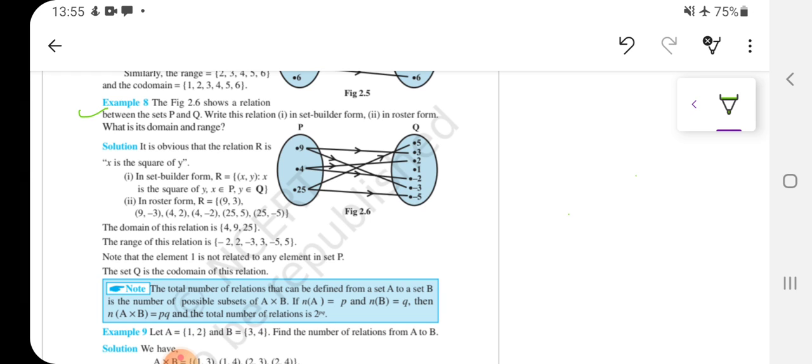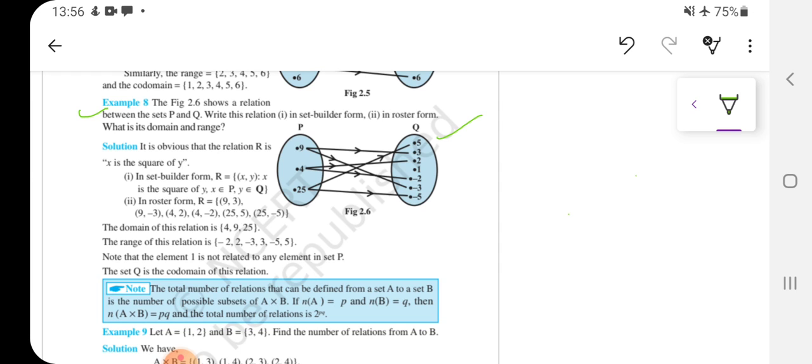They said figure 2.6 shows a relation between two sets P and Q. They said write this relation in first set builder form, second roster form, and what is its domain and range. So firstly I will tell you about the domain and range, because how to judge domain and range with the arrow diagram, you must know that, right?